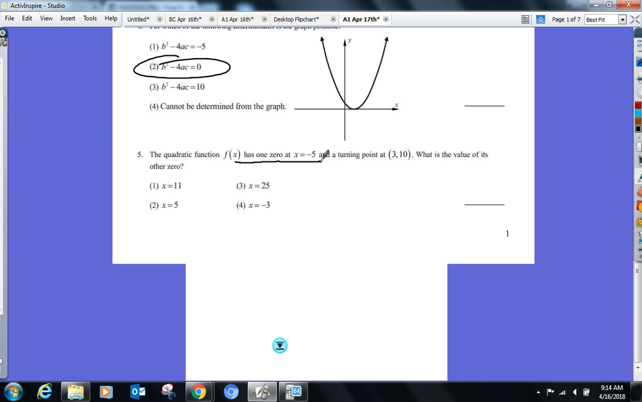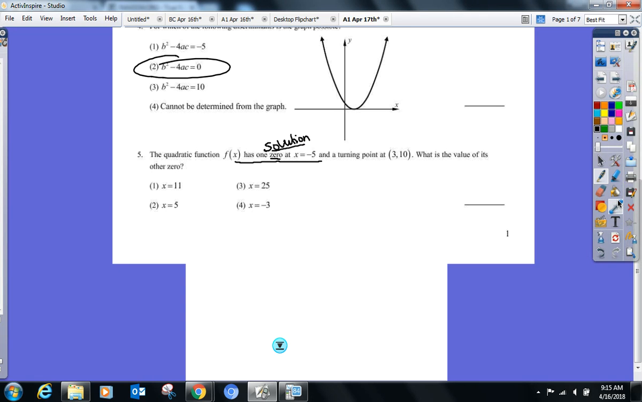One zero is at x equals negative 5. Tell me something. A zero is at negative 5. Zero, one solution, whatever you want to call it. So tell me something about this graph. If you know one of the zeros is negative 5, where's this graph going to go through? The x-axis at negative 5. Here, let's do a quick sketch.